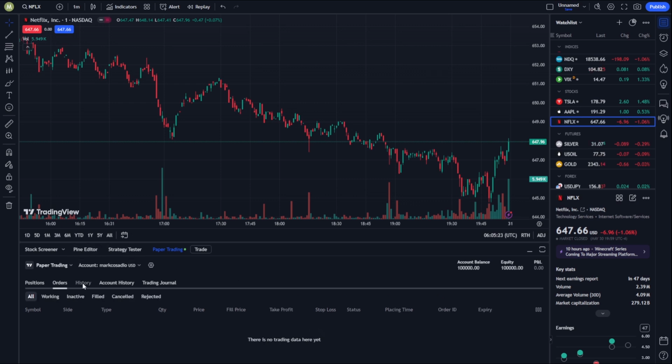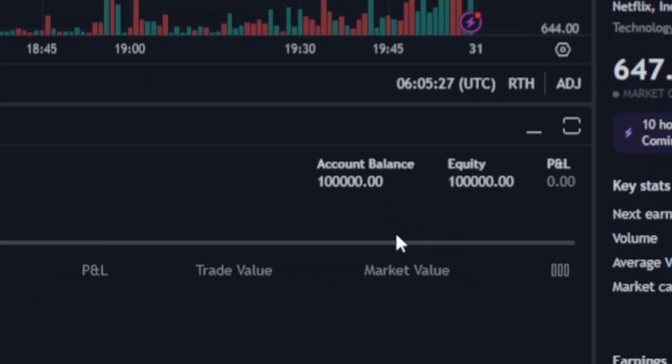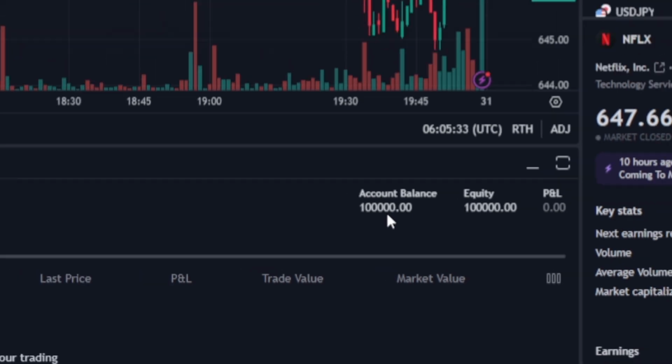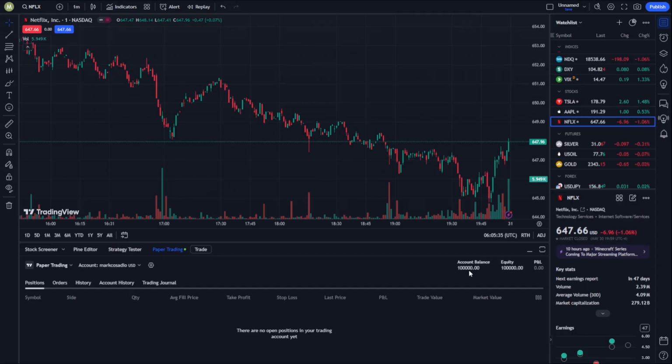your positions. Your paper trading account starts with a default balance of $100,000, which you can reset at any time. This allows you to practice trading with a significant amount of virtual capital, giving you the flexibility to experiment with different strategies and risk levels.